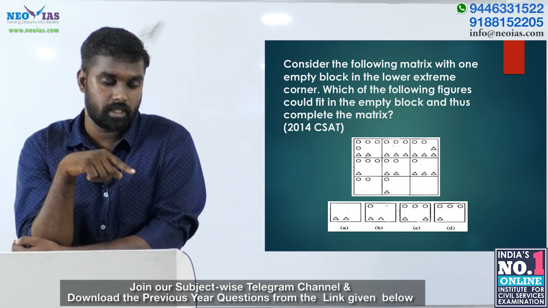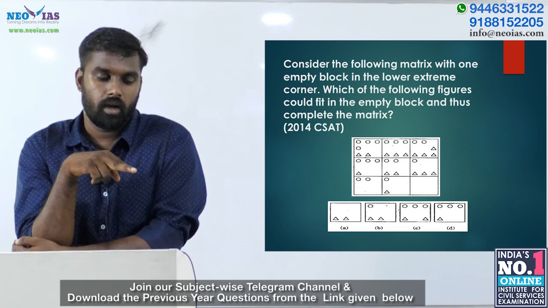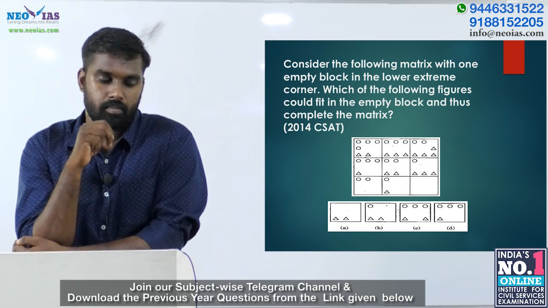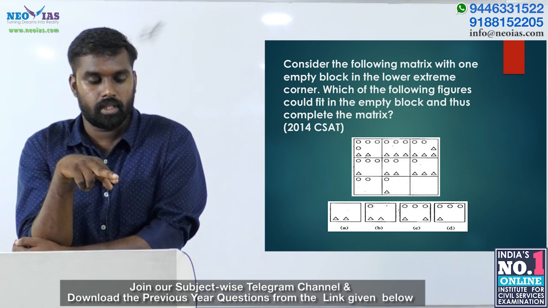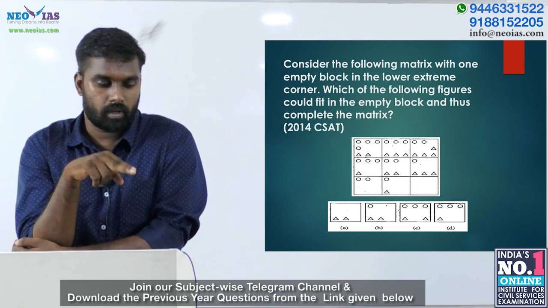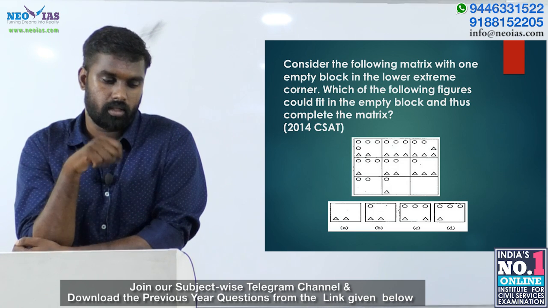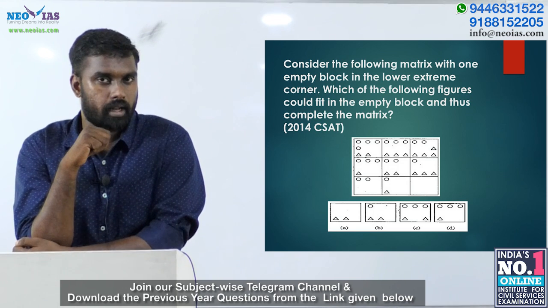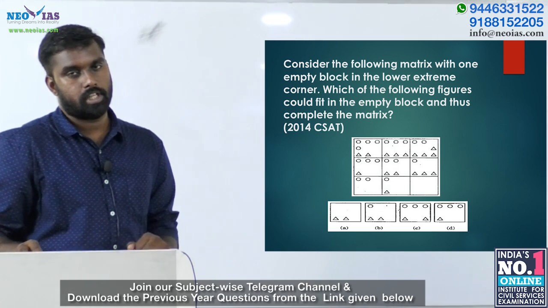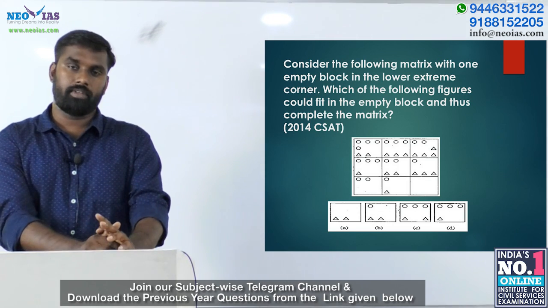Two triangles means A, B, C are possibilities, but C is not a possibility because two triangles will not be represented like that. So option A or B will be the possible cases. And now we need to see the case of circles. Circles are 4, 3, 2 in the first row, 3, 2, 1 in the second row. So 2, 1, 0 will be in the third row. So no circle will be there in the empty space. So two triangles without any circle will be the answer, which is option A. So with this we are winding up the first part of the figure arrangement.